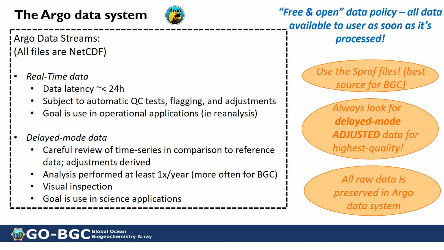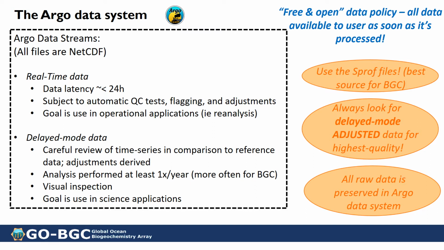The Argo data system maintains a free and open data policy, so all data is available to the user as soon as it's processed. There are 2 Argo data streams, all files within NetCDF. There's the real-time data stream with a target data latency of less than 24 hours. And these data are subject to automatic QC tests, flagging, and adjustments. And the goal here really is for the data to be good enough for use in operational applications.